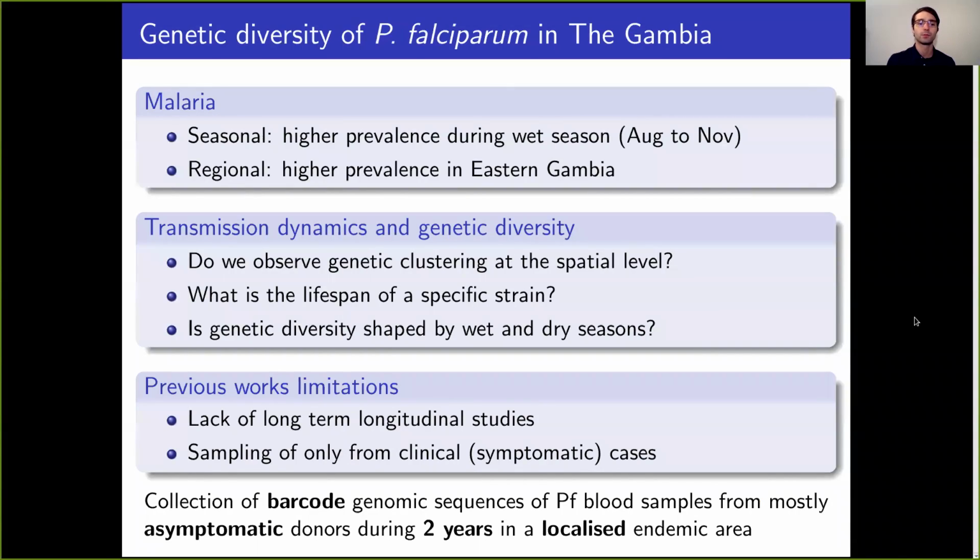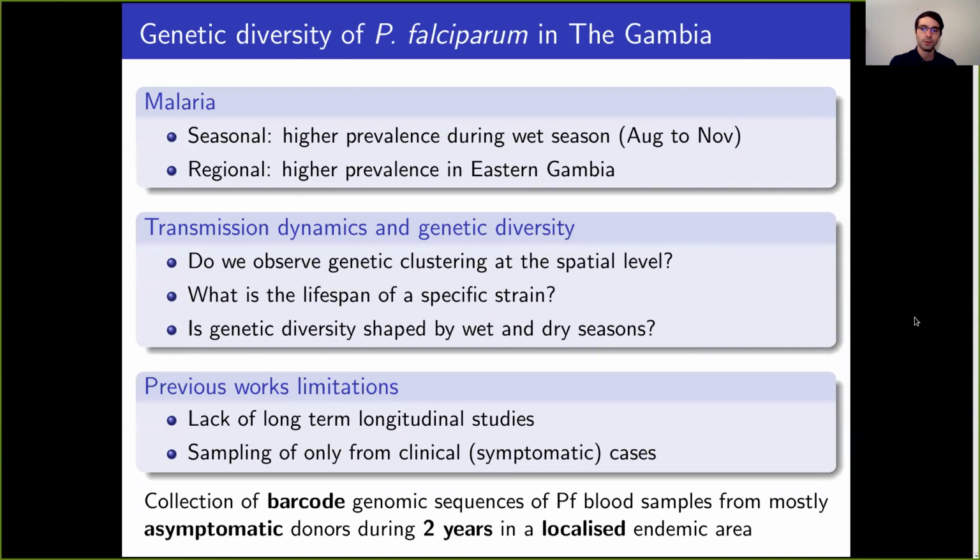The Gambia is a country where there are two different seasons. The first one is the wet season from August to November, and the second one is the dry season. Malaria in the Gambia is seasonal, which means that there is a high prevalence during the wet season, and malaria in the Gambia is also regional. There's a higher prevalence in Eastern Gambia than in Western Gambia. This study will focus only on Eastern Gambia.